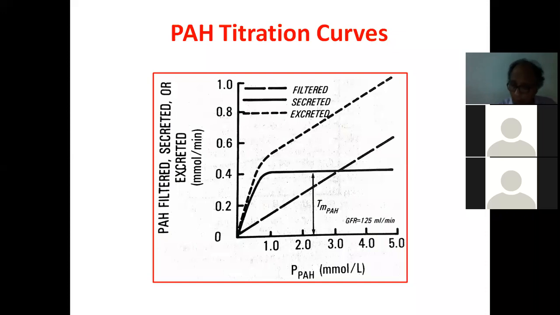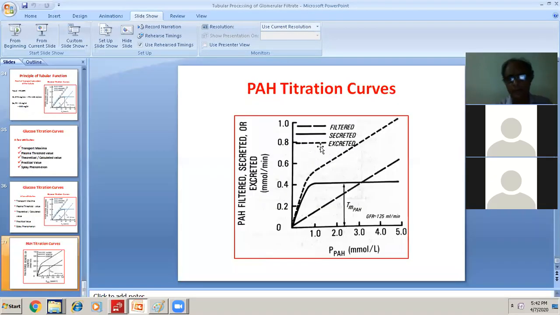So this is all for today. This is, in brief, very brief, the basic principles of tubular function. Probably we have some time. If you have got any question, you can now ask.